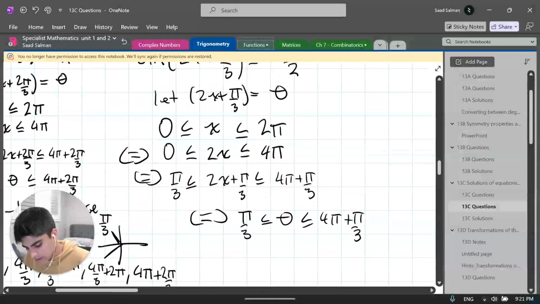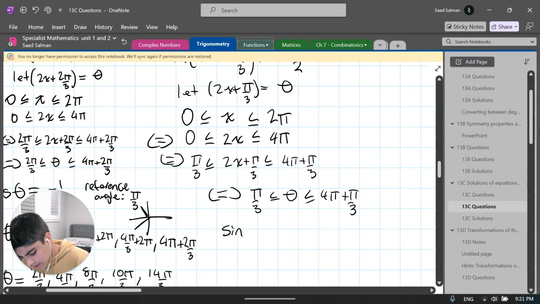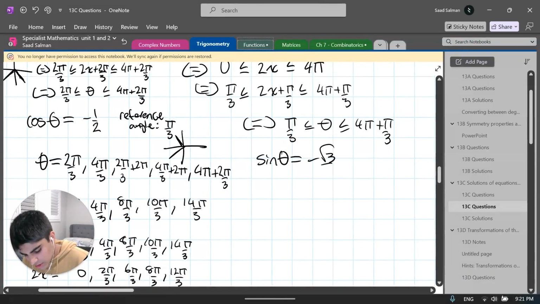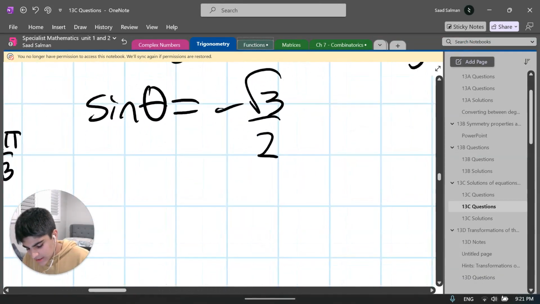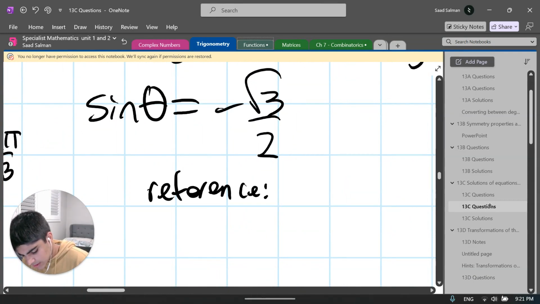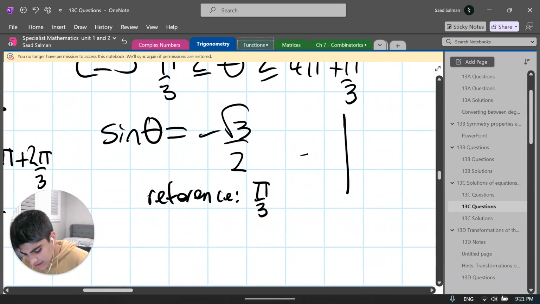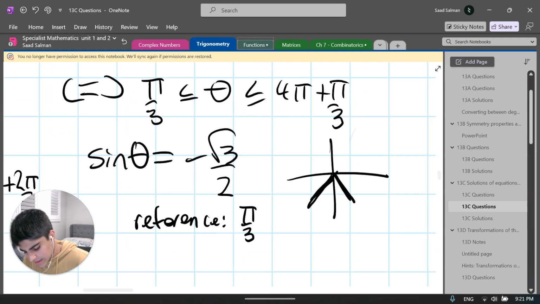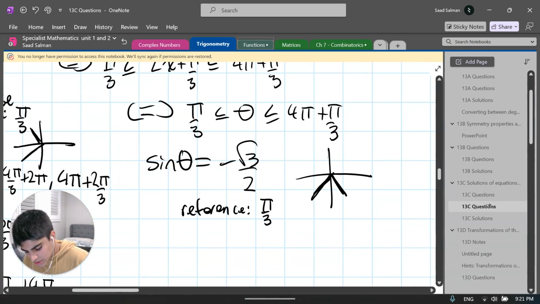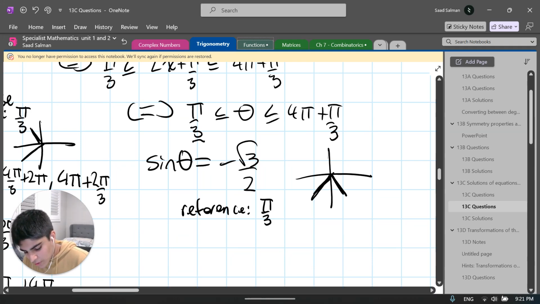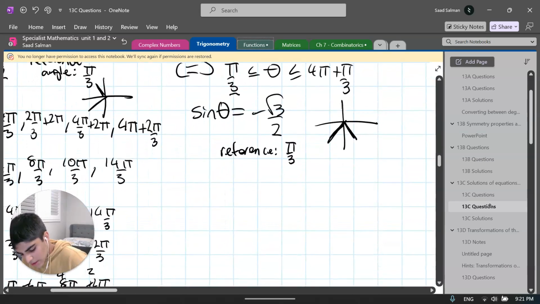Sine theta equals negative root 3 on 2. This makes our reference angle pi on 3. And sine is negative in the third and fourth quadrant, and we need to find all the solutions where this occurs between pi on 3 and 4 pi plus pi on 3.